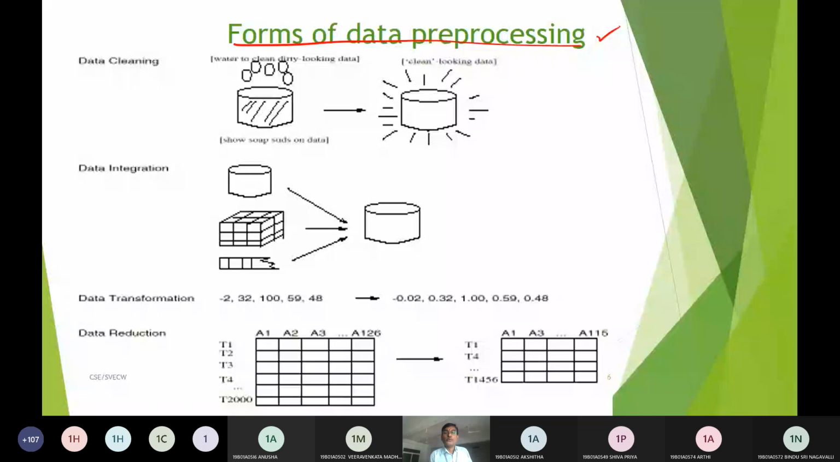Next one, data integration. Assume that we have different data marts.